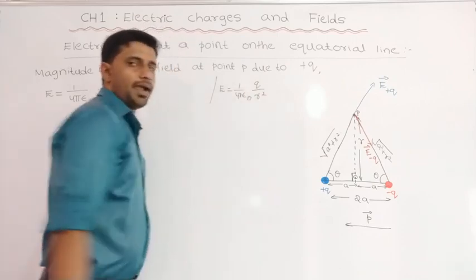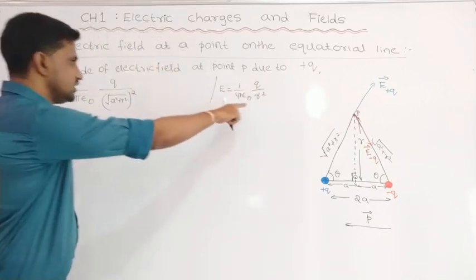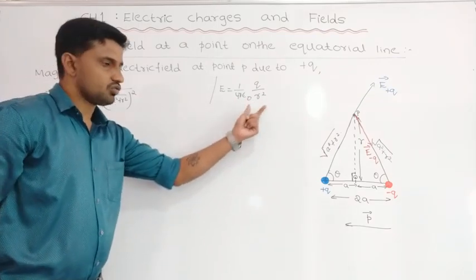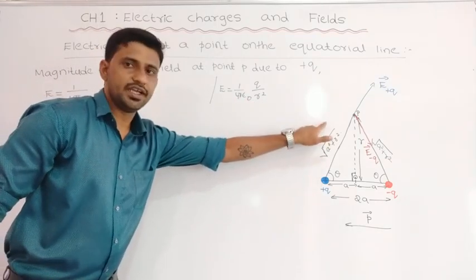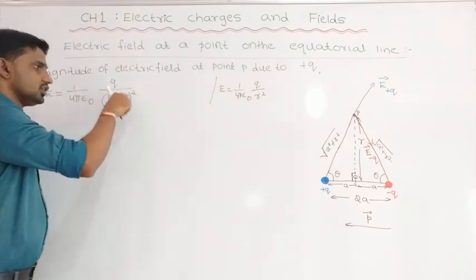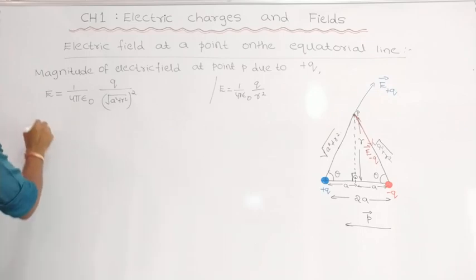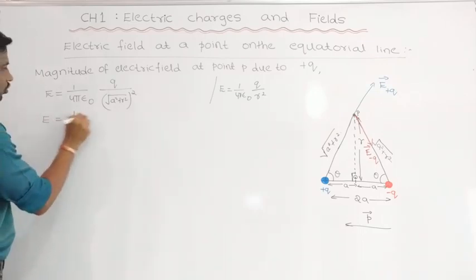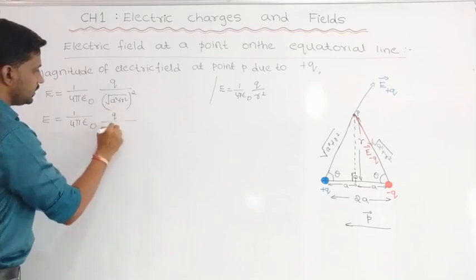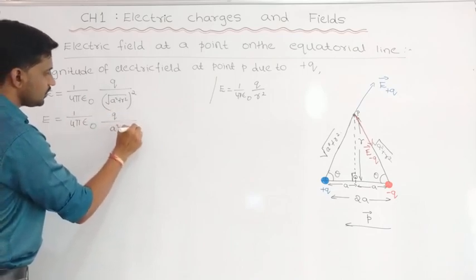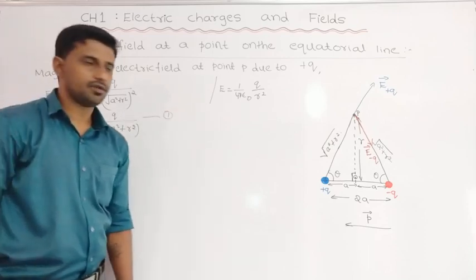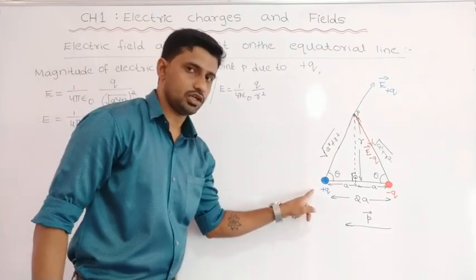I am taking only the magnitude of the electric field. Using this formula I am writing this, but here the distance, instead of R, is the square root of A square plus R square. Here the square root and square cancel each other, then it can be written as E is equal to 1 by 4 pi epsilon naught Q divided by A square plus R square. This is equation 1. This is the electric field at point P due to the positive charge.